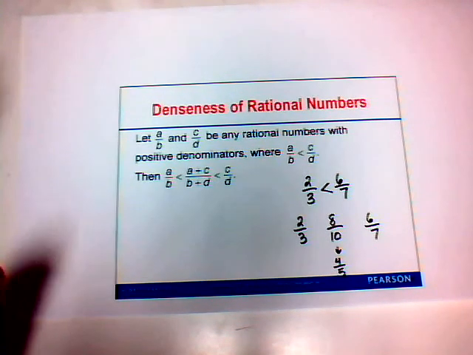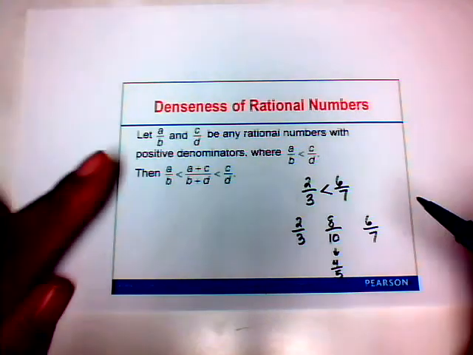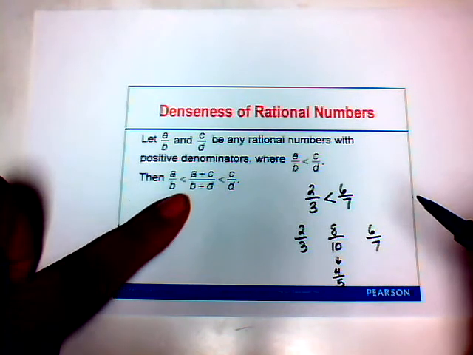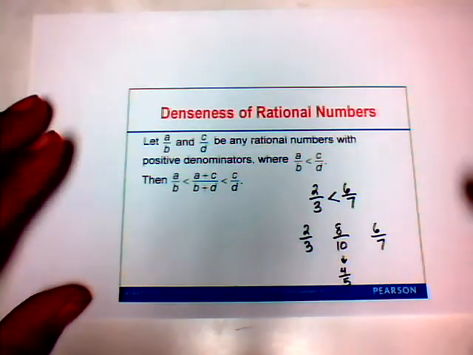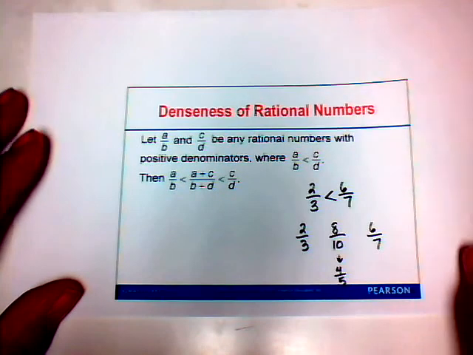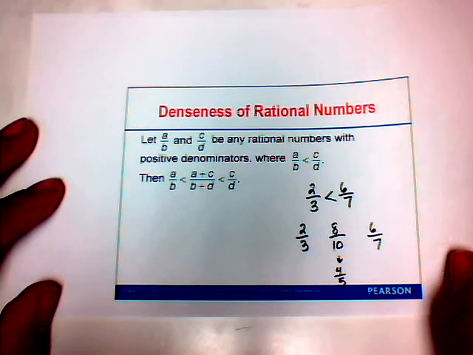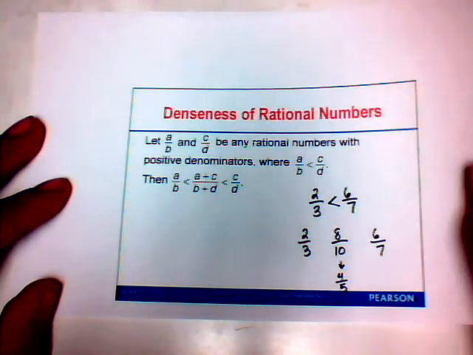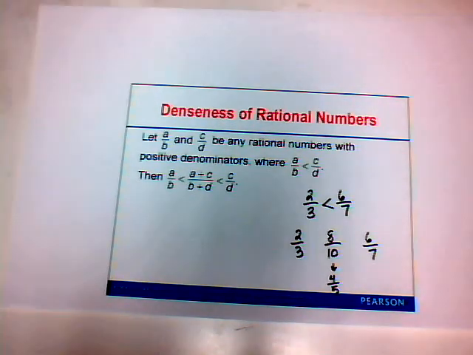Okay, so this is what they call the density property, how you can use this particular approach of adding the numerators and then adding the denominators in your given fractions to come up with a fraction that's going to be in between those two given fractions. Okay, so that would conclude this particular section on the set of rational numbers.